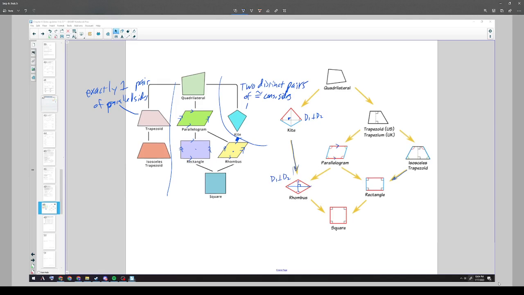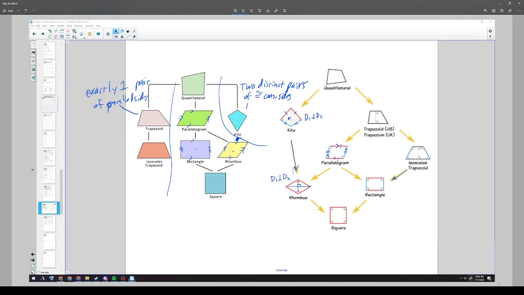It has the two pairs of parallel sides, and it has the two pairs of congruent opposite sides. So the other thing I like about this is here, opposite sides have to be congruent, right? So we have these two and these two congruent. But over on the kite, we have consecutive pairs of sides are congruent.